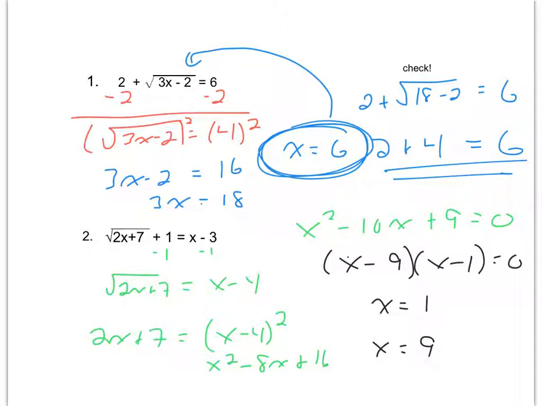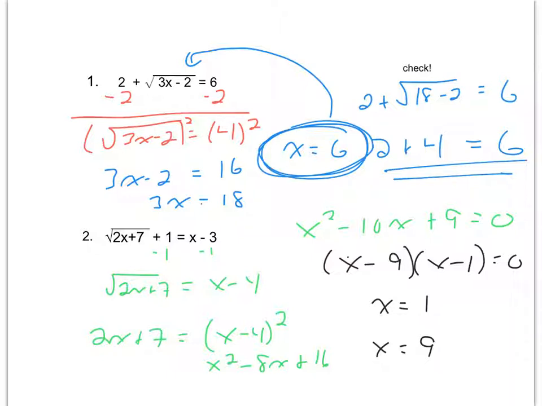Okay, for this second one now, first of all, this is a type 1. There's just one square root, so we're going to get the square root by itself. So I'm going to subtract 1 from both sides. When I do that, I get the square root of 2x plus 7 is equal to x minus 4. I square both sides. The square root of 2x plus 7 squared is 2x plus 7, is equal to x minus 4 squared, which I need to FOIL out. I get x squared minus 8x plus 16.